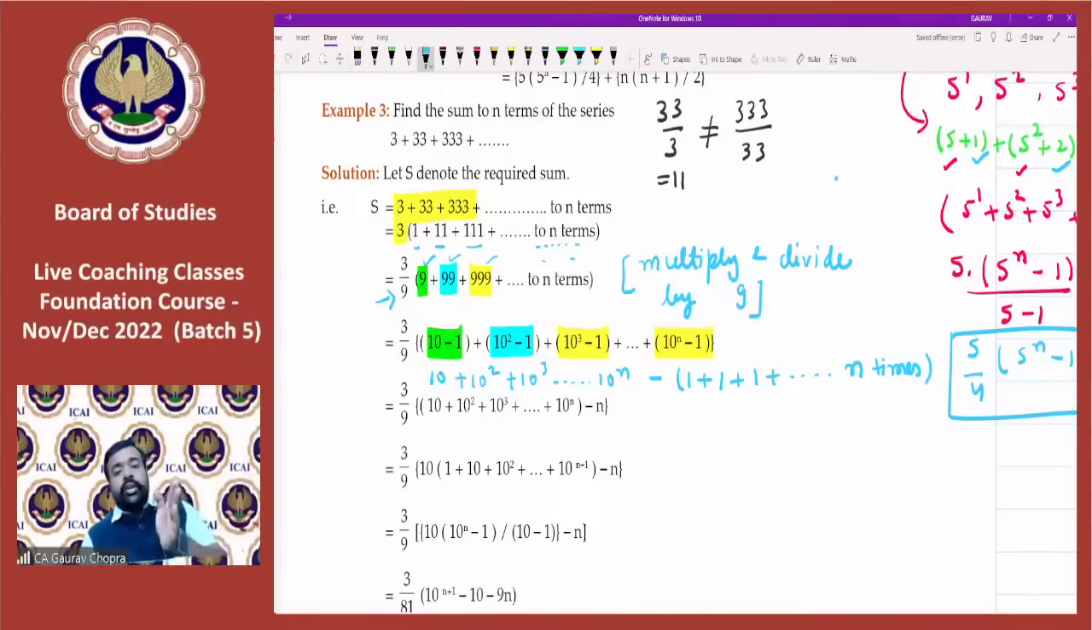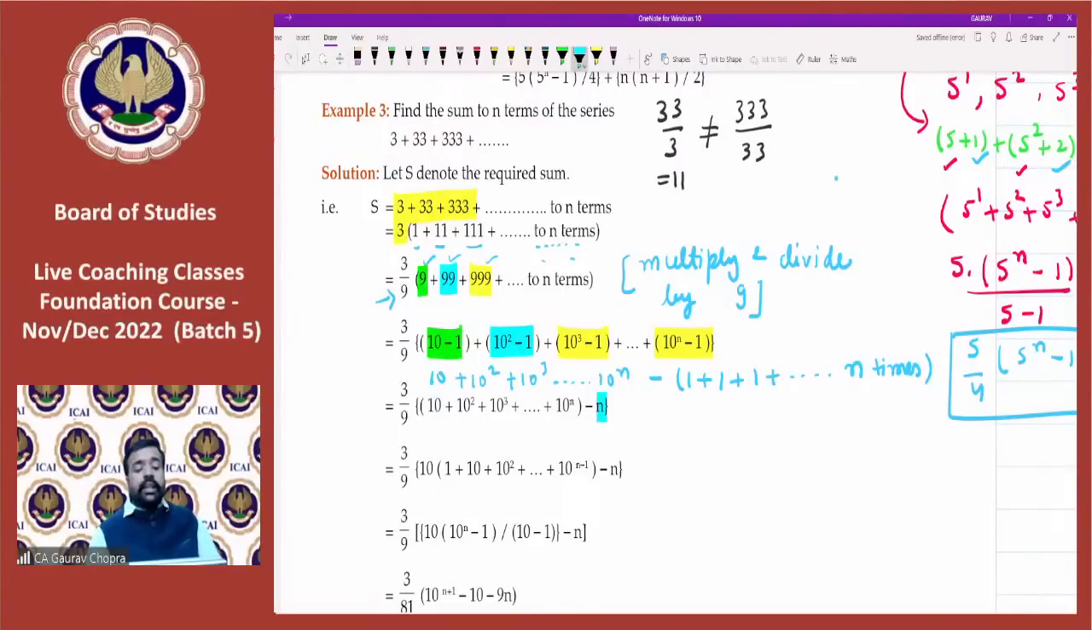So 1 plus 1, अगर 5 numbers होते हैं, 5 times होता है, that is 5. 10 times 1 is written, it is 10. N times if 1 is written, then it is n. So that is why we have written n here. Okay. This is the next step.